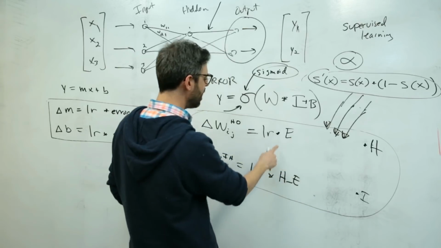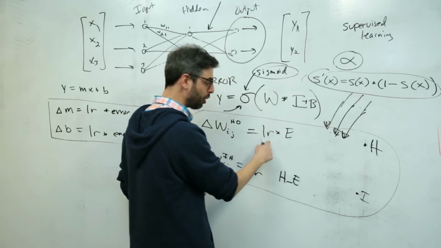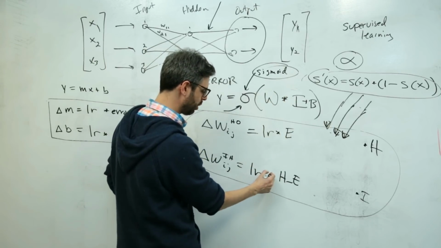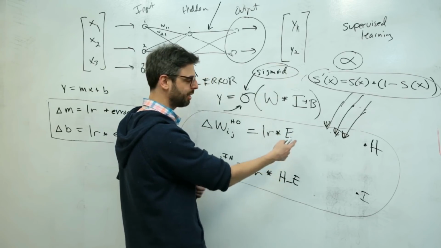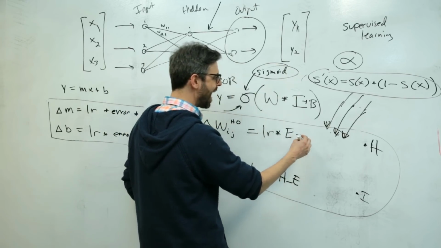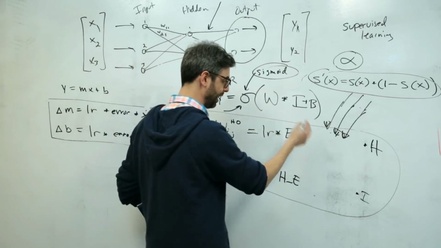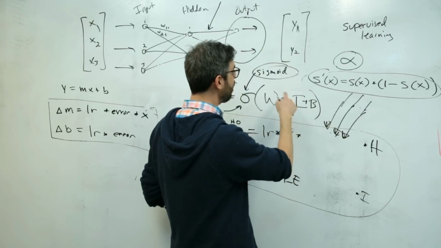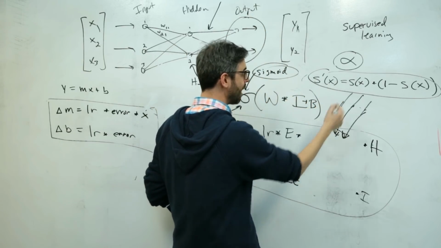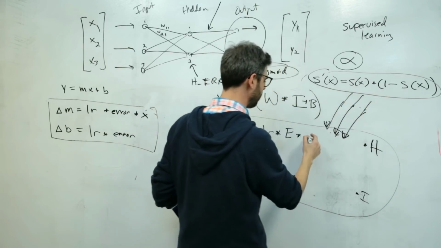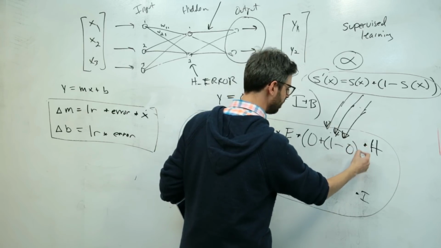And right here, one thing I should really clarify is that the learning rate is a scalar number. The error is a vector. Learning rate is a scalar number. I'm going to put an asterisk here. The hidden error is a vector, and the output is a vector. So this is element-wise multiplication. What's coming out of the output has already had the sigmoid pass through it. So I just need to say the output times 1 minus the output.